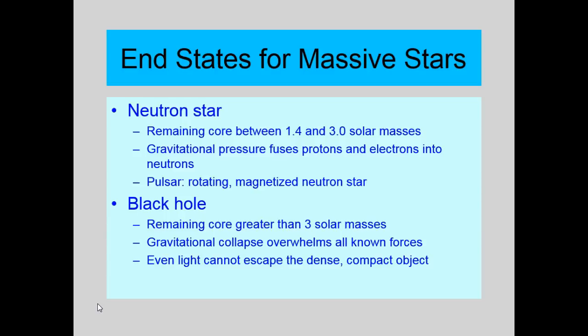Now, it's rotating, and I cannot answer the question why it's magnetized, but many of them are. Okay? There must be some residual charge somewhere, because that's what makes a magnet, a moving charge. I just don't know where it comes from. So anyway, it's a magnetized, rotating neutron star, and this produces a pulse.